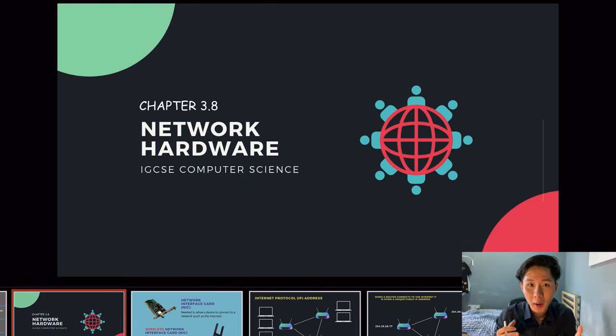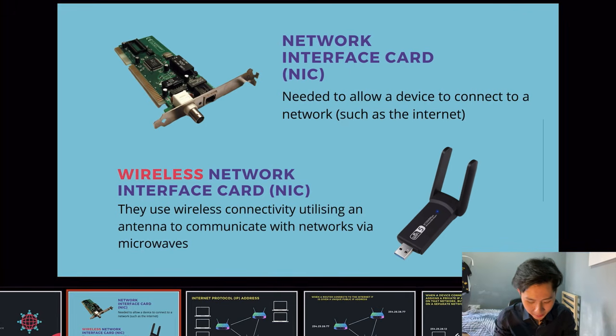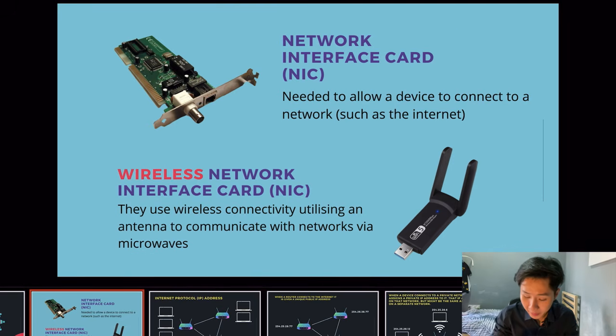So in this video, we are going to look into some of the network hardware in the world. Here are the two network hardware. First one is called the network interface card. It is needed to allow a device to connect to a network, such as the internet.